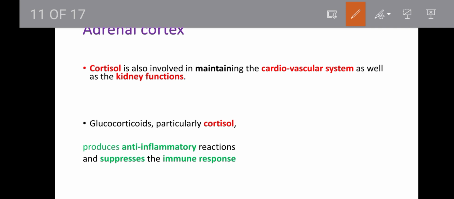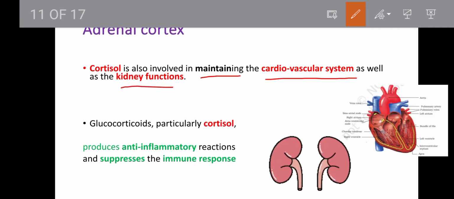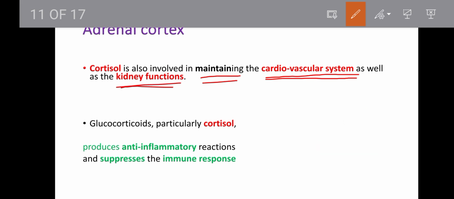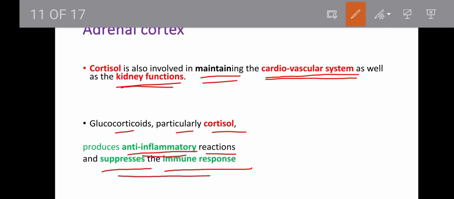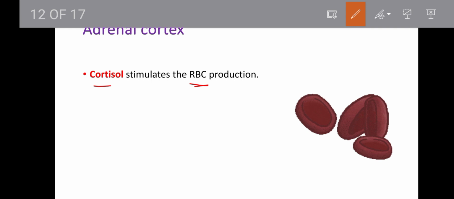Cortisol is also involved in maintaining the cardiovascular system as well as the kidney functions. Glucocorticoids, particularly cortisol, produce anti-inflammatory reactions and suppress the immune response. So cortisol reduces inflammation and suppresses the immune response. Cortisol stimulates RBC production.